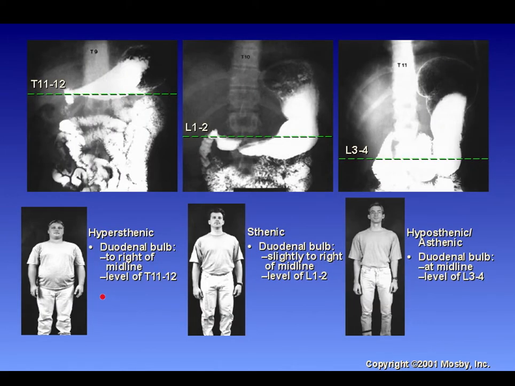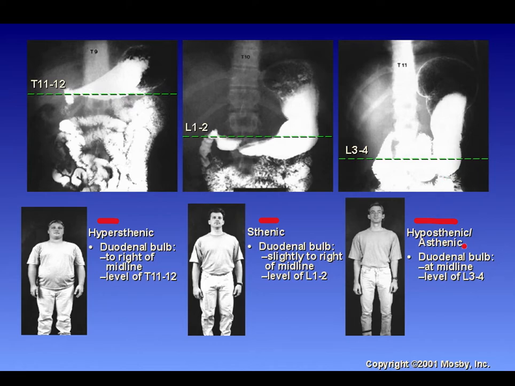So also, here we go with our body habitus. Hypersthenic, sthenic, and hyposthenic or asthenic. Everything lays within the body differently. So hypersthenic, the stomach is high and horizontal. Here we have a sthenic patient where the stomach kind of makes an L where the fundus is high, and then the main portion of your stomach, the body of your stomach, and the distal portion kind of come across around L1, L2. Hypersthenic is high around T11, T12.